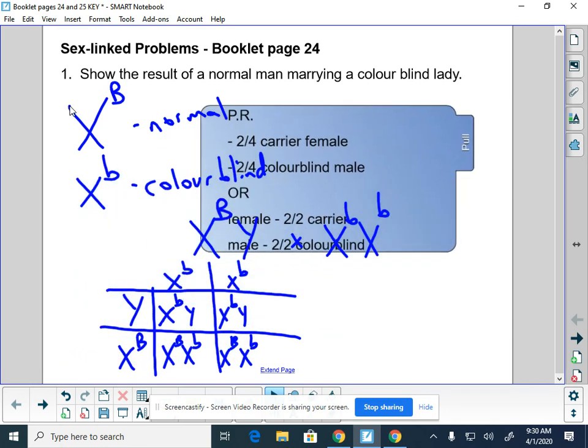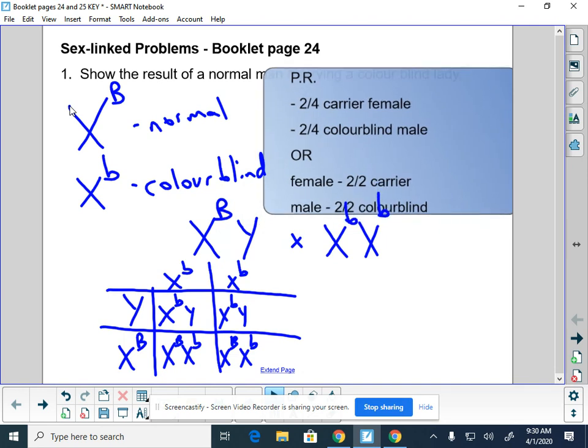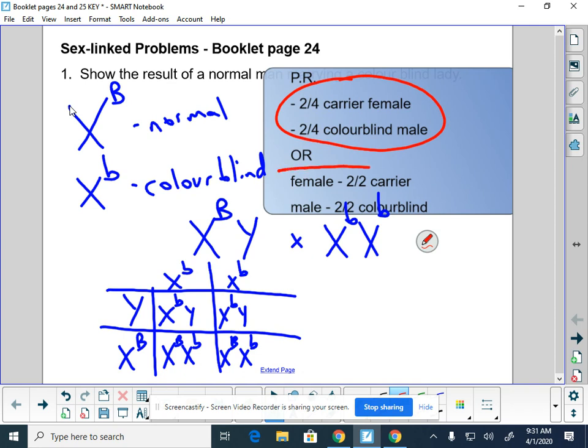Can you read those? Phenotypic ratios, you can write this out in 2 ways like I talked about in my other podcasting. You can show it as the whole Punnett square, so 2 out of 4 are carrier females and 2 out of 4 are colorblind males. Or you can show it where you break it down by sex. And that's the way I prefer, but it doesn't really matter. In this case, I'm talking about my females, 2 out of 2 are carriers. Males, 2 out of 2 are colorblind.